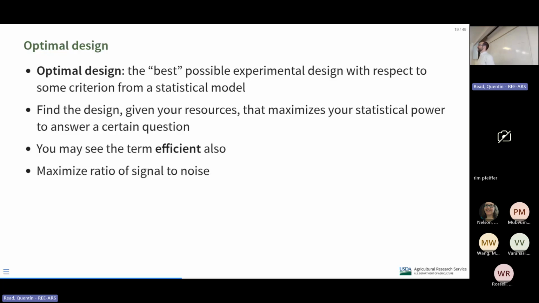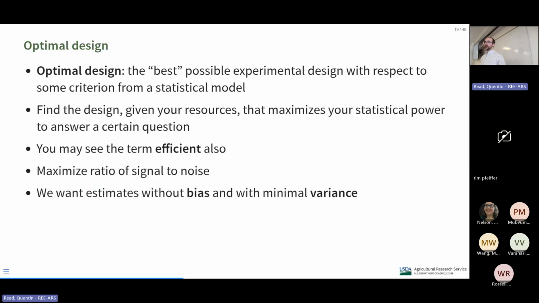And so the optimal design, or the most efficient design, is one that maximizes the ratio of signal variation that we care about and are interested in to noise variation that we're just trying to account for and aren't necessarily interested in. And the two things that you want when you're estimating something is you want estimates without bias. You want to be as close as possible to the truth, and you want minimal variance. You want to have low uncertainty in your estimates.